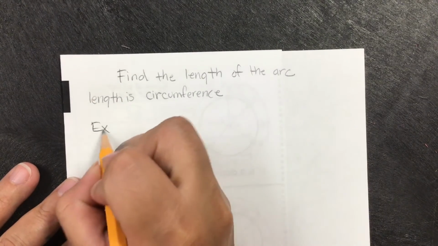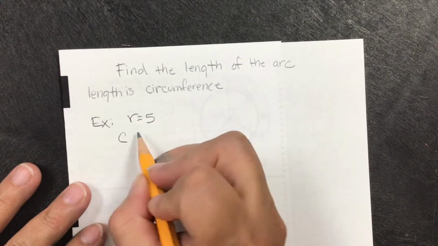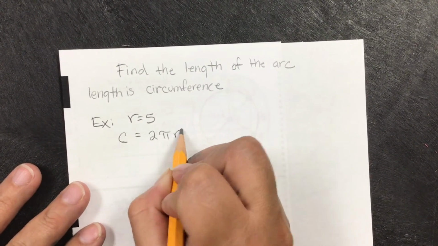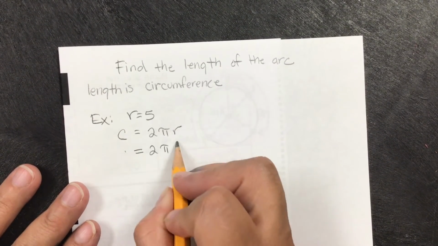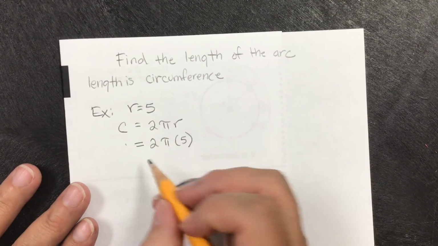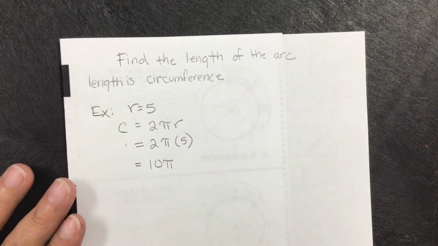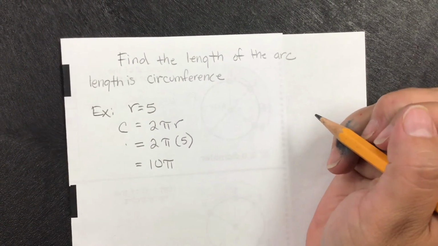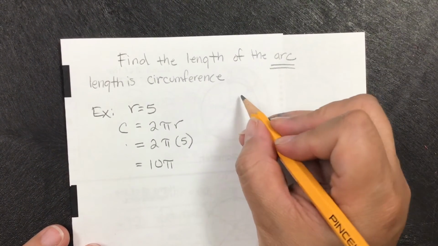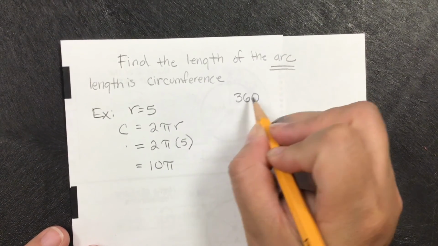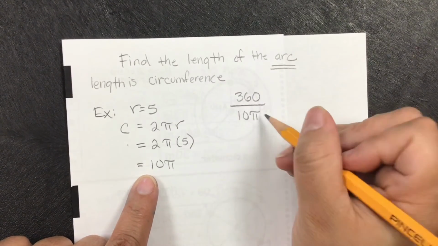Let me give you the example when r is equal to 5. Remember that circumference is 2 pi r. So for this example, we have 2 pi times 5. That becomes 10 pi. Why do we need that? Because to get the length of an arc, which is only a little section of the circle, we have to compare it to the whole circle. That's 360 degrees for the whole circle and 10 pi for the circumference.